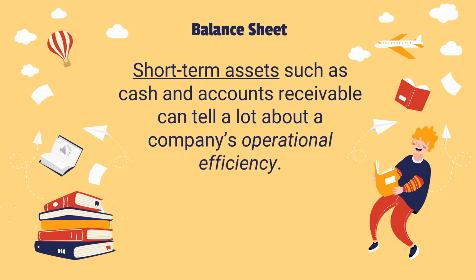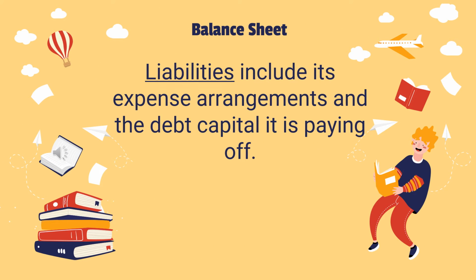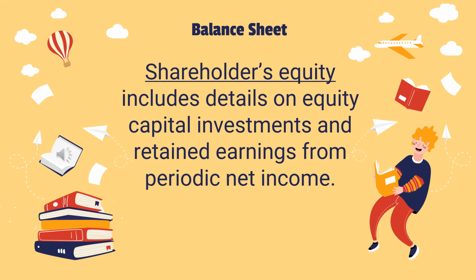Let's talk about assets. In particular, short-term assets, such as cash and accounts receivable, can tell a lot about a company's operational efficiency. Liabilities include its expense arrangement and the debt capital it is paying off. Lastly, shareholders' equity includes details on equity capital investment and retained earnings from periodic net income.